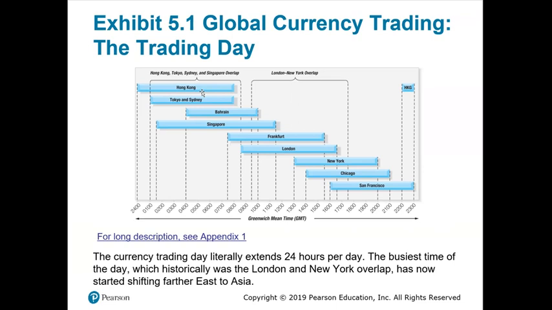Then it moves west to Hong Kong and Singapore, and then it moves further west to the Middle East, and shifts to the European markets such as Frankfurt, Zurich, and London. Then it moves across the Atlantic to New York, continues to move further west to Chicago, and ends on the west coast of the USA, in two large markets, San Francisco and Los Angeles. So every day it starts from the Far East, Tokyo and Sydney, and moves west gradually and ends in San Francisco.